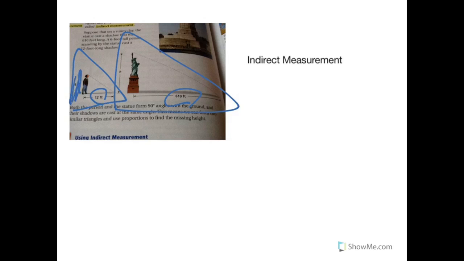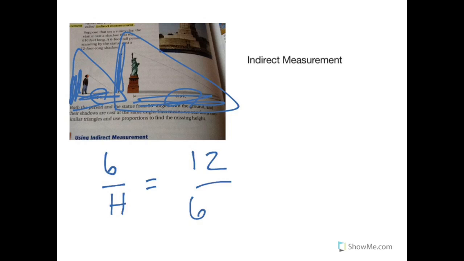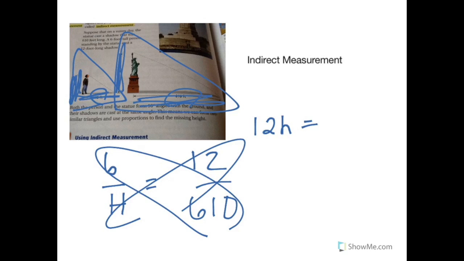I know that he's 6 feet tall. So 6 is going to compare to the h, which stands for the height. Okay, and then we're going to have 12 compared to 610. Okay, well, let's go from here. We've got to continue to cross multiply here. 12h is going to equal 6 times 610. 6 times 610, I'll do the math for us real quick. 3,660. If you work that out, you'd see that.